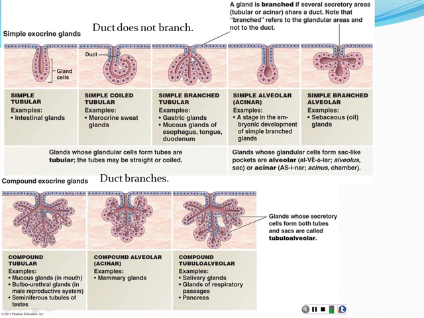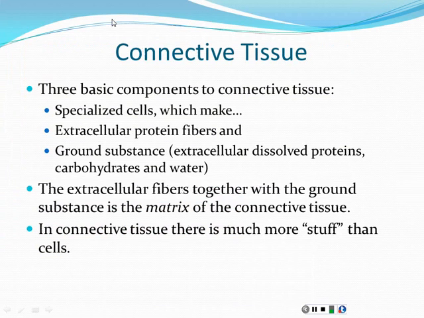So you can see here's a duct, here's a duct. The duct is the first part. This is the gland itself. This is why I don't have you learn this, because it's confusing. But the duct is what actually empties onto the surface. So here you can see that the duct itself branches, like here's a branch, here's a branch, here's a branch, where even in this one, this is the duct, but it doesn't branch. All right, so complex and simple. Move on past that.